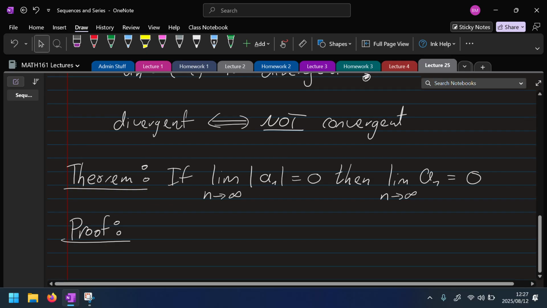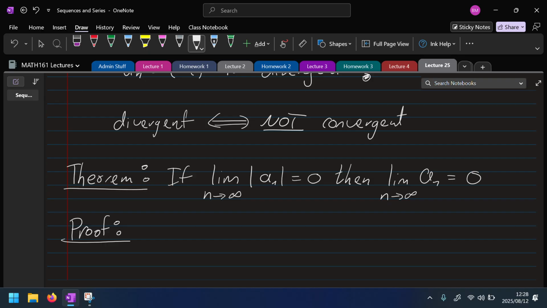We can use the squeeze theorem for this. There might be other ways that you can think of. This is just one way. If you think of other ways, that's perfectly fine. So we can use the squeeze theorem.